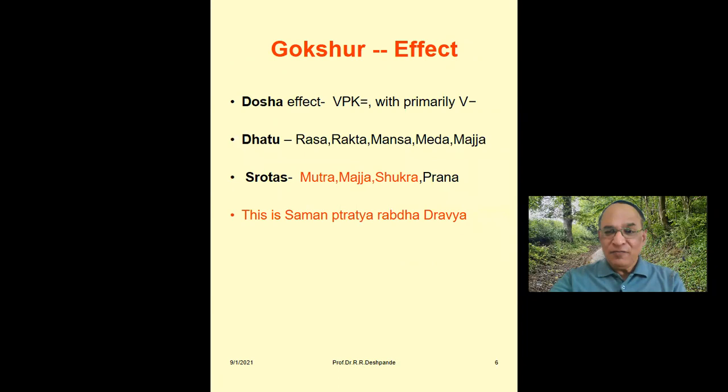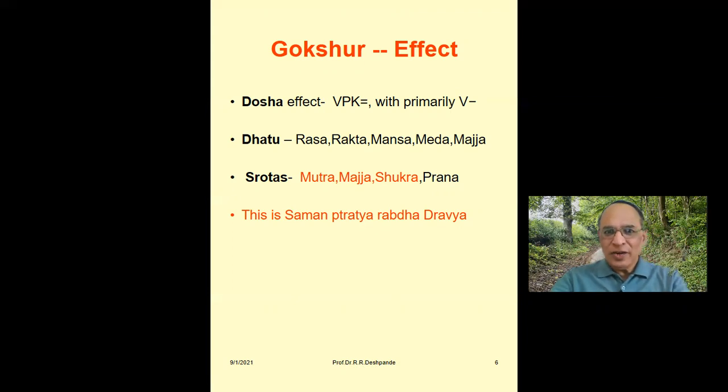Okay, next, effects on the Vata, Pitta, Kapha, Dhatu, Srotasa. Dosha effects, bioenergies. Vata, Pitta, and Kapha, balancing all the three doshas. So, Tridosha Shamak. Primarily, it controls the Vata bioenergy. It balances the Vata disturbances.